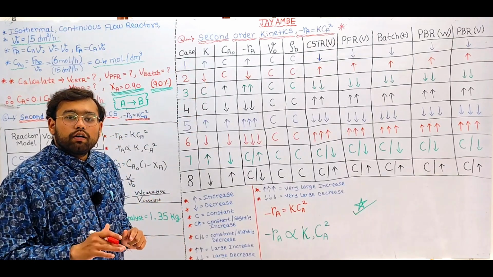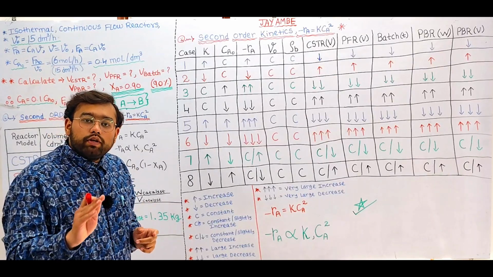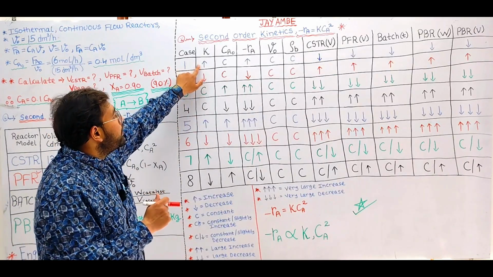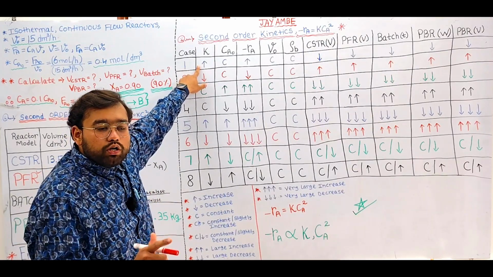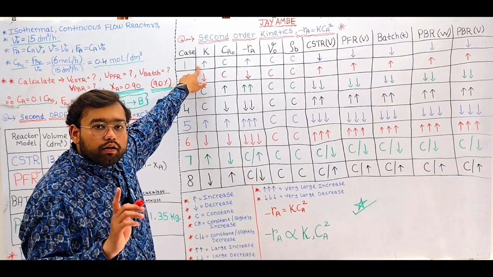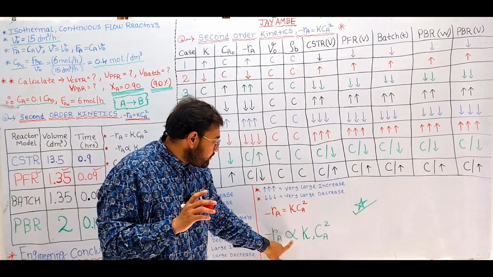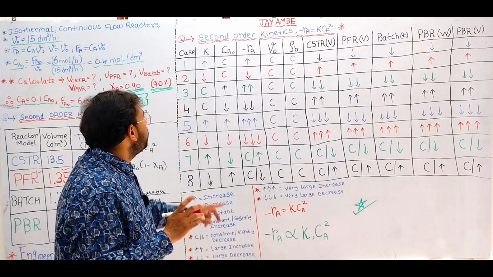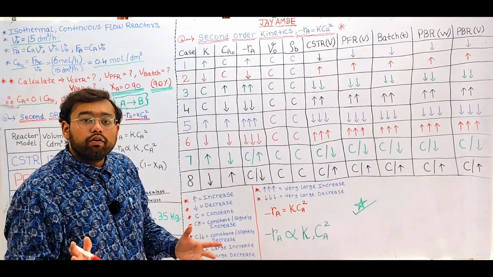of the reactor. So the increase in the temperature of the reaction environment of the reactor will result in an increase in the rate constant K, right? If K is increasing, due to the direct proportionality, the reaction rate will also increase, right? Which means the speed of the reaction will increase, right?